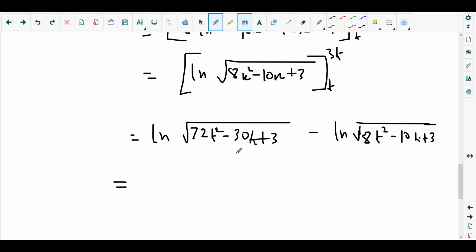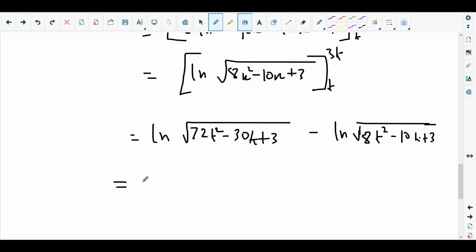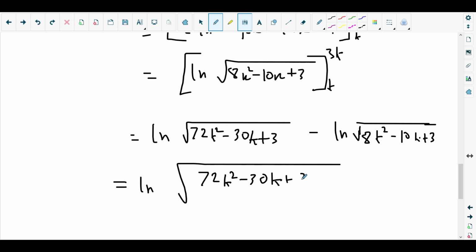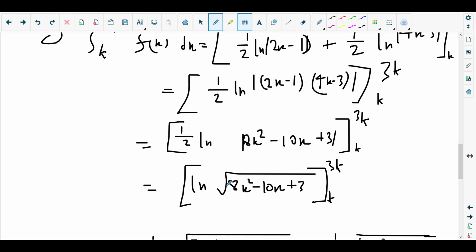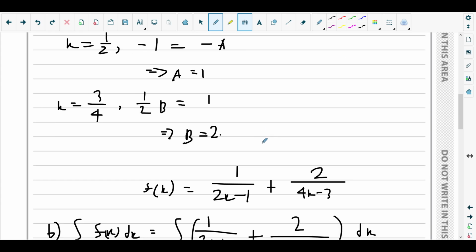Same as the previous rule, these are in subtraction, so we will use the laws of logarithm. We can write the square root of 72k squared negative 30k plus 3 over 8k squared negative 10k plus 3. Now we know the value for this integral, that is half of ln 20.